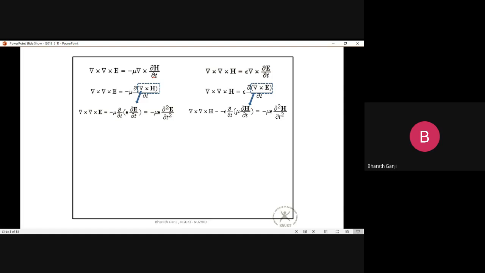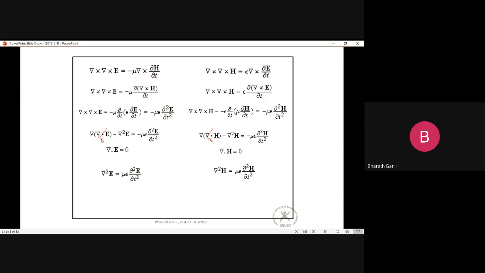So once you substitute these two things, you get an equation, and in this equation you can expand the curl of curl. Curl of curl can be expanded as gradient of divergence minus divergence of gradient, which is nothing but the Laplacian. And we saw that del dot E is equal to 0 and del dot H is equal to 0, right? So if you substitute these things, you will be left with an equation like this. So del square of E is equal to mu epsilon dou square E by dou t square.